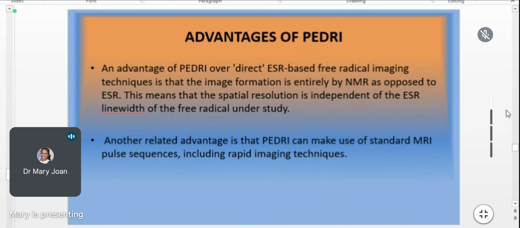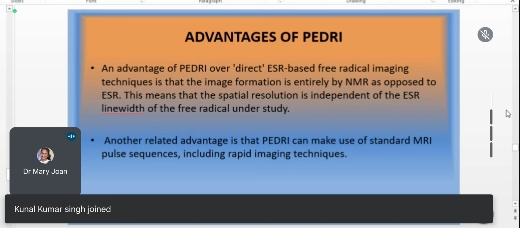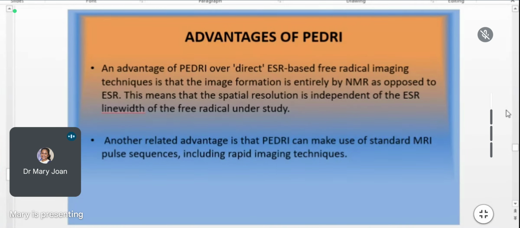And the advantage of PEDRI over the direct electron spin resonance based free radical imaging technique is that the image formation is entirely by NMR as opposed to ESR. This means that the spatial resolution is independent of the ESR line width of the free radical under study. Another related advantage is that PEDRI can make use of standard MRI pulse sequences, including rapid imaging techniques.